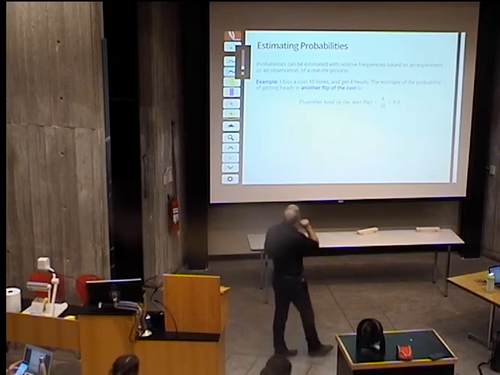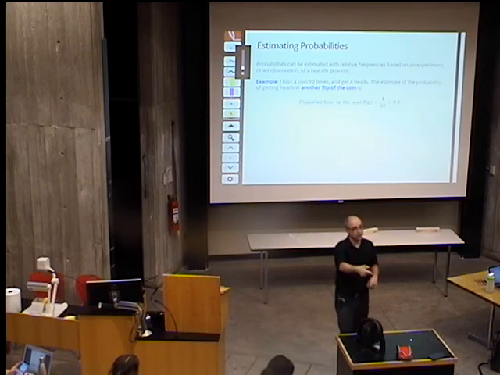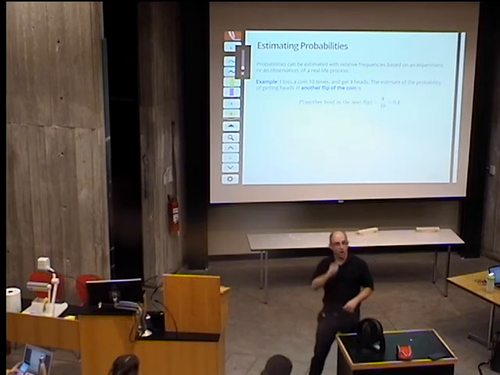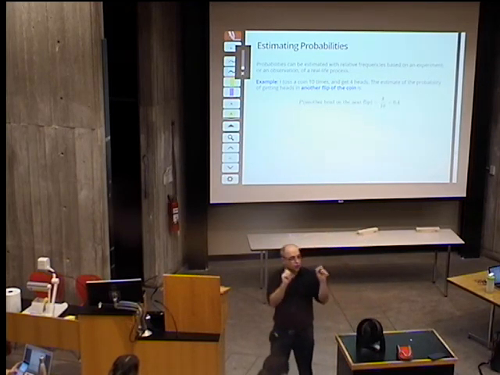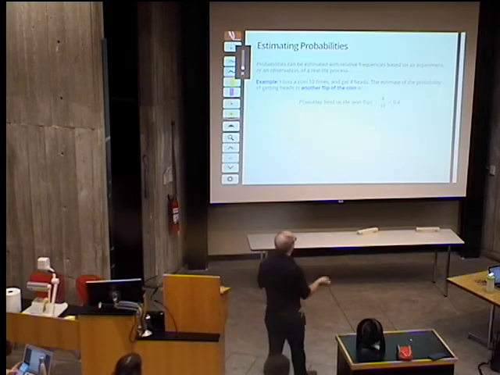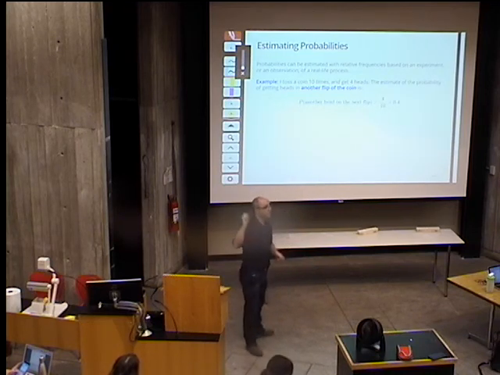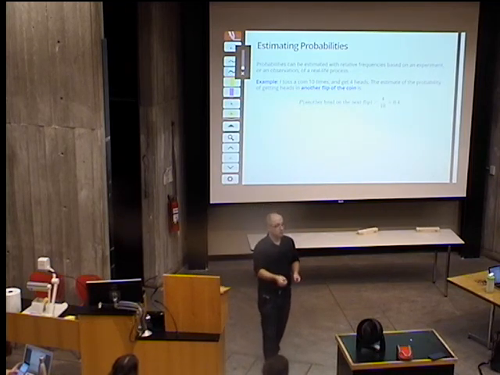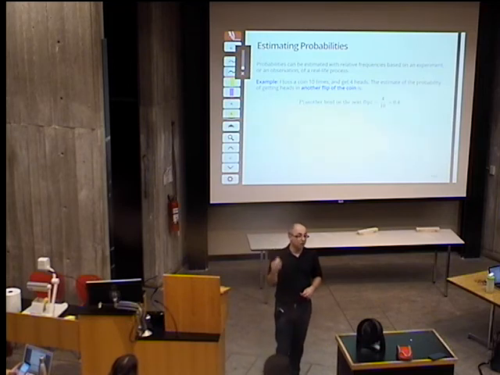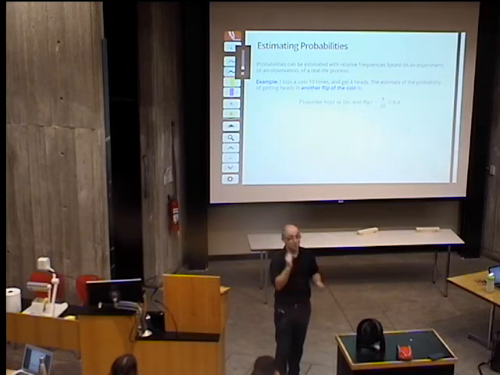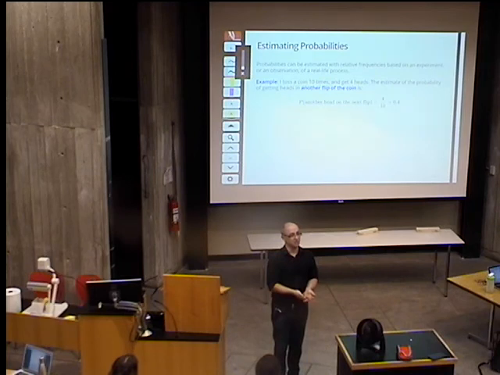If I toss a coin 10 times in a row, 1, 2, 3, 4, 5, and I get 4 heads, then based purely on that experiment, I would say that the probability of getting heads on the next flip of my coin is 4/10. Assuming I know nothing else about the coin except that I have done this experiment 10 times, and in those 10 times I got 4 heads and 6 tails, I would say, okay, if I repeat this experiment and I flip the coin one more time, what's the chances of getting a head? Well, I've seen it 4 out of 10 times. I expect to get it 4 out of 10 times in the future.